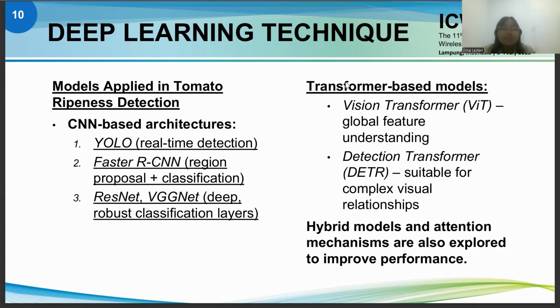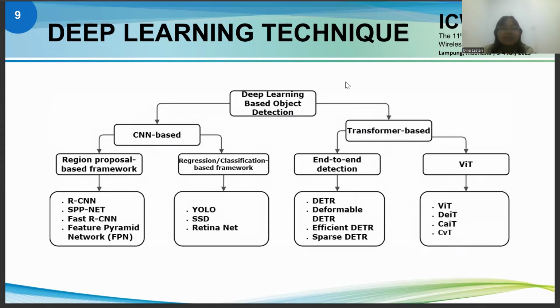So for the transformer-based models, there is the Vision Transformer or ViT, capturing global features effectively, and Detection Transformer or DETR, which models relationships across the full image space. And the hybrid or enhanced models often integrate attention mechanisms to improve performance in challenging visual conditions, such as occlusion or cluttered scenes.